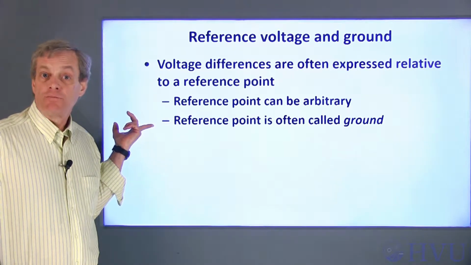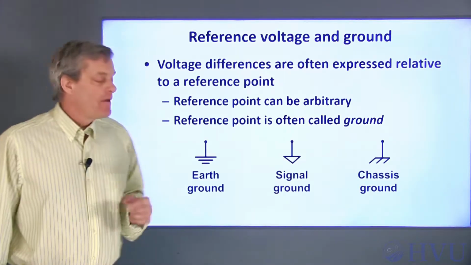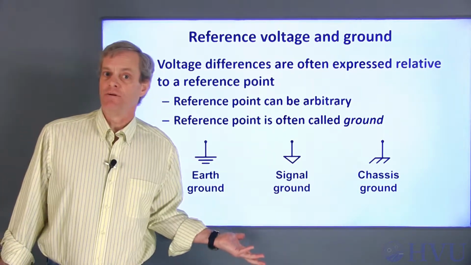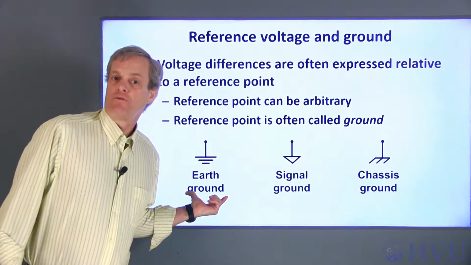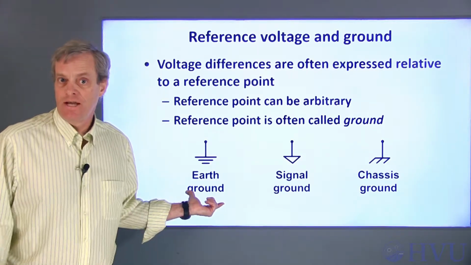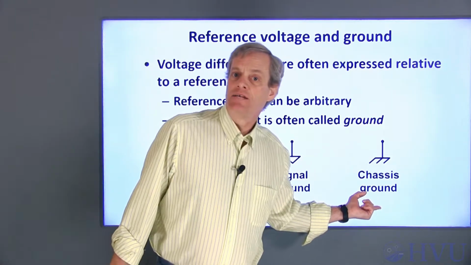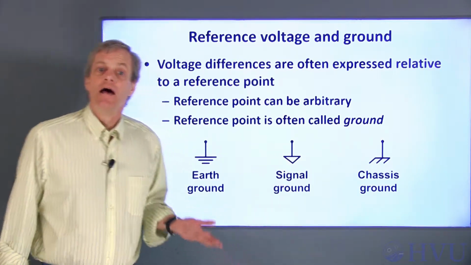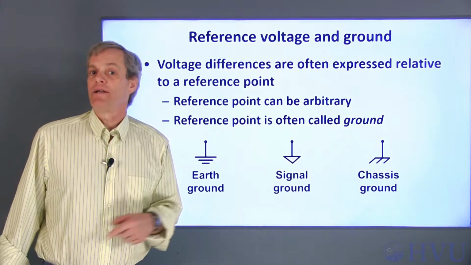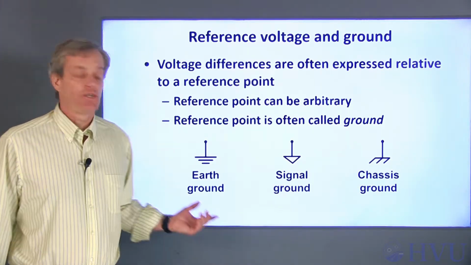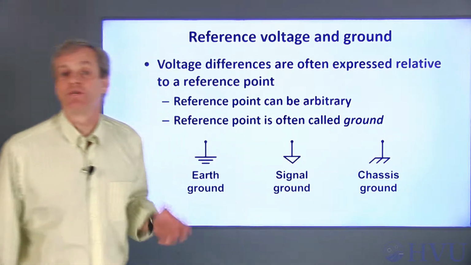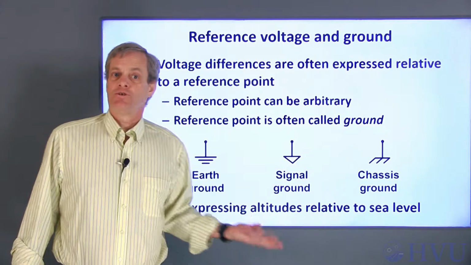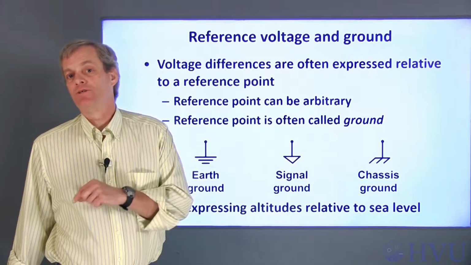Ground is a common reference point that's not arbitrary. There are several different types of ground, each of which has its own symbol. This is the symbol for earth ground, which is the voltage of the earth itself. Signal ground and chassis ground are alternate choices. Each of these has their own interpretation. The topic of ground is actually quite complex, but for this course, just assume that any of these symbols correspond to 0 volts.